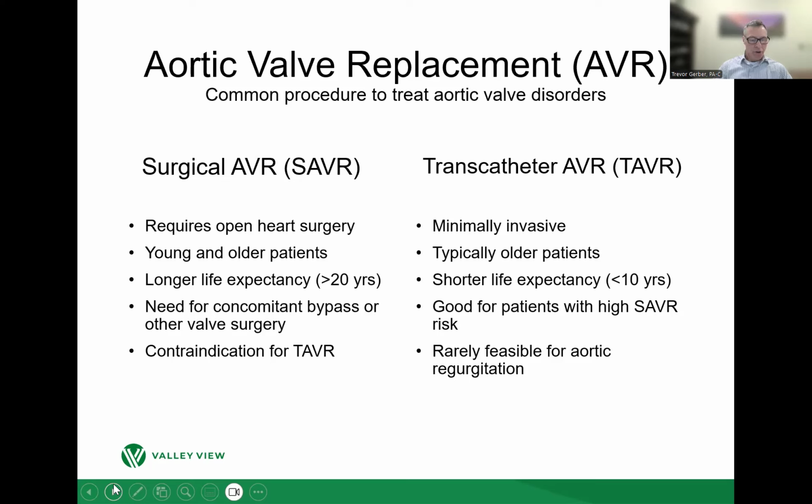It is important to note that TAVR is rarely feasible in patients with aortic regurgitation. As we'll get to in a depiction of TAVR, aortic stenosis is important to allow these TAVR valves to seat into the aorta. Without a lot of aortic calcium or valvular calcium, it's difficult for a TAVR valve to seat into place. So that's why it's only typically used for aortic stenosis and not aortic regurgitation.